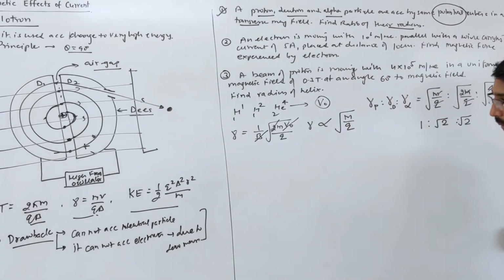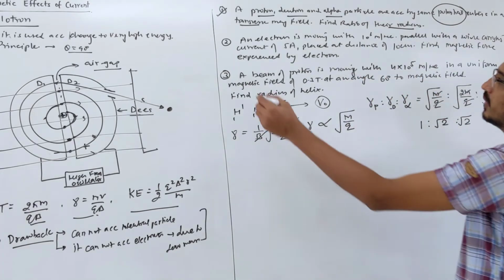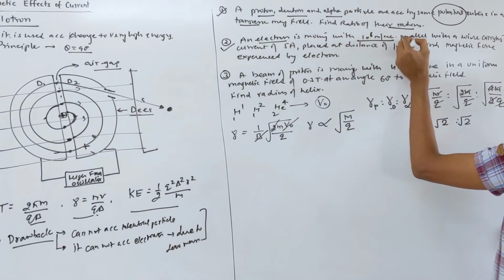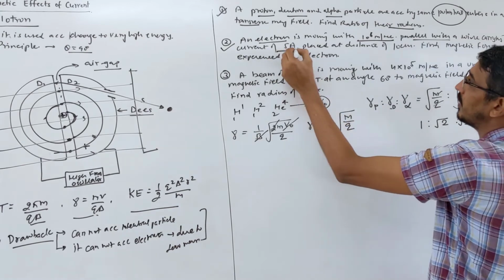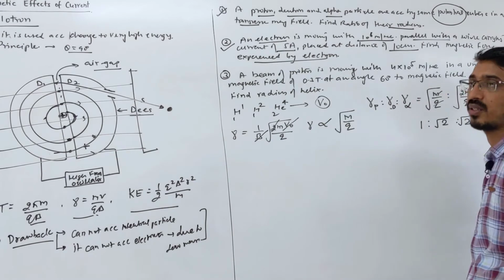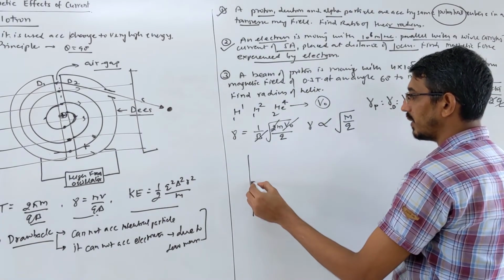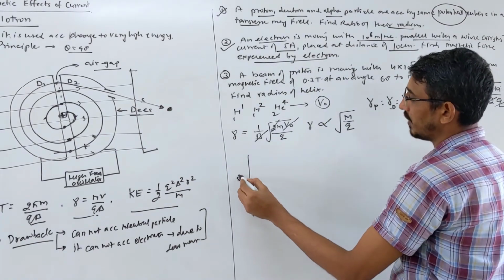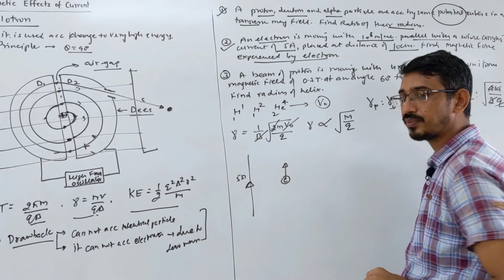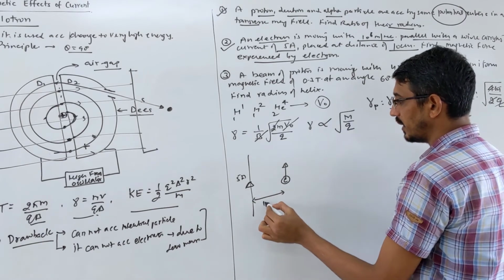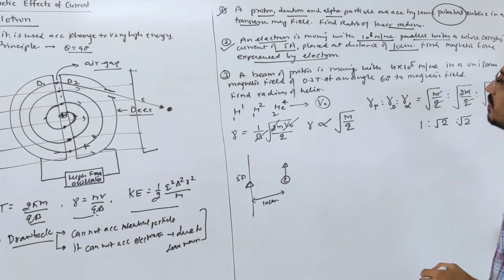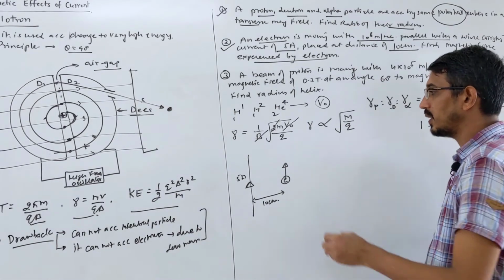Second question. An electron is moving with a velocity of 10 to the power 6 parallel to a wire carrying a current of 5 ampere, placed at a distance of 10 centimeter. Find the magnetic force experienced by the electron. There is a wire carrying some current of 5 ampere, and an electron is moving parallel to this wire at a distance of 10 centimeter. The velocity of this electron is given. They are asking what is the magnetic force experienced by this electron.